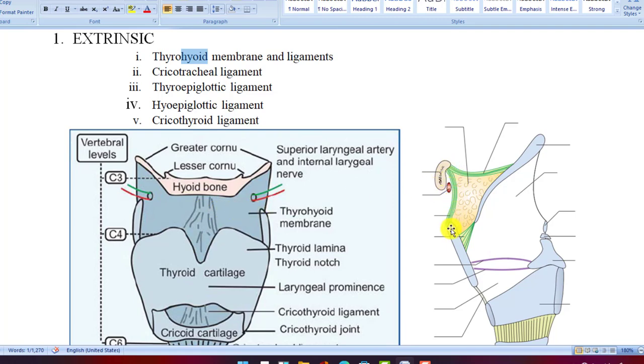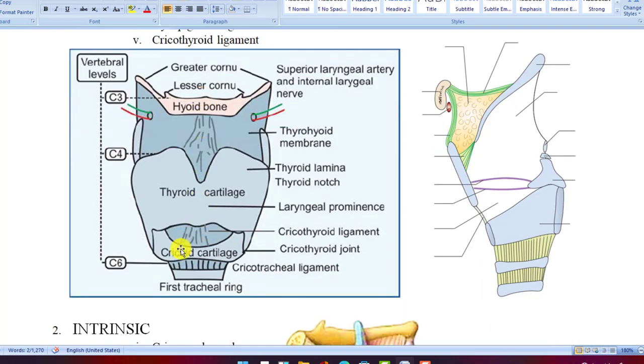And here you can see them. This is the hyoid bone and this is the thyroid cartilage. So in between the hyoid bone and the thyroid cartilage, there is a ligament which is called the thyrohyoid membrane or thyrohyoid ligament. Done.